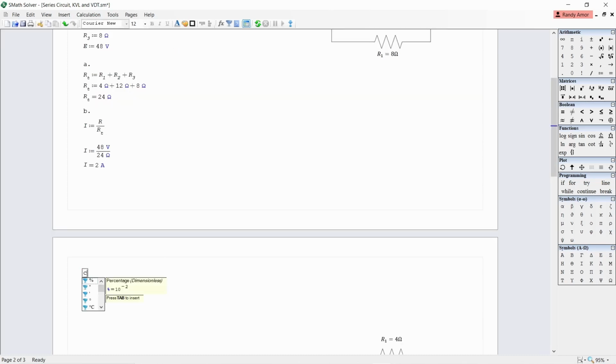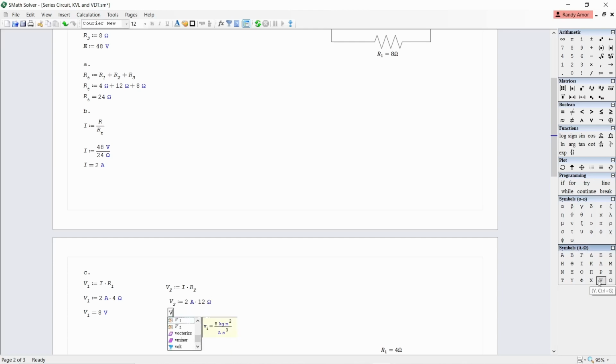For letter C, in a series circuit, the current through each resistor is equal to the total current of the circuit. Therefore, V1 is equal to I times R1, which is equal to 2 amperes times 4 ohms, or 8 volts. For V2, V2 is equal to I times R2. V2 equals 2 amperes times 12 ohms.